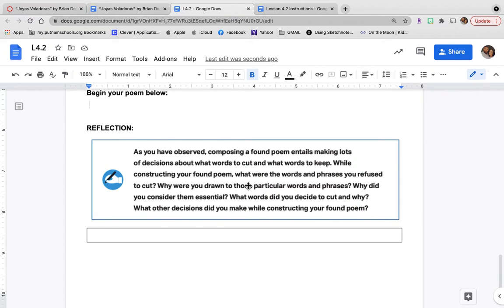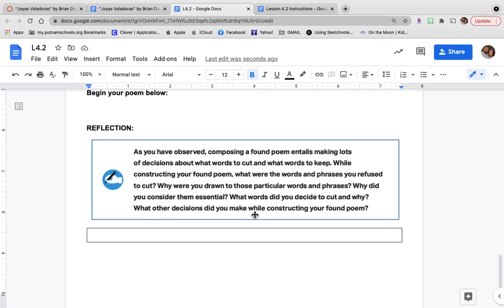So while constructing your found poem, what were the words and phrases you refused to cut? Why were you drawn to those particular words and phrases? Why did you consider them essential? And then what words did you decide to cut and why? What other decisions did you make while constructing your found poem? So that is it. That is the end of 4.2.